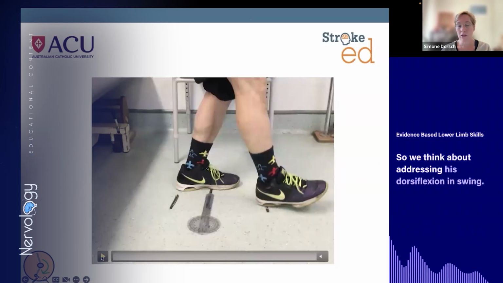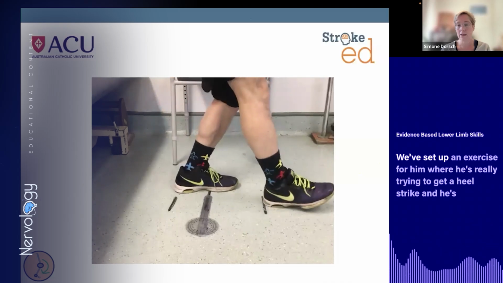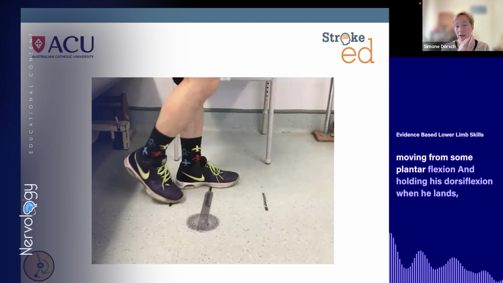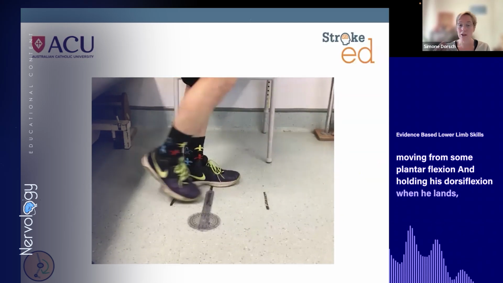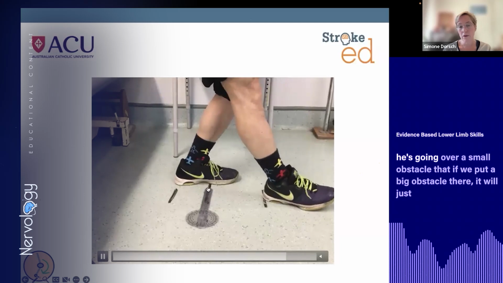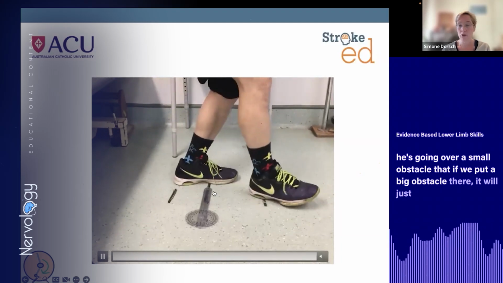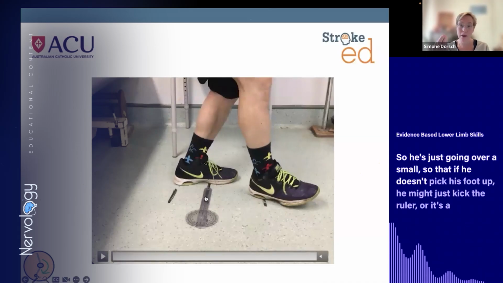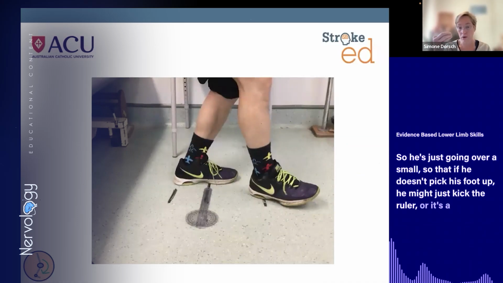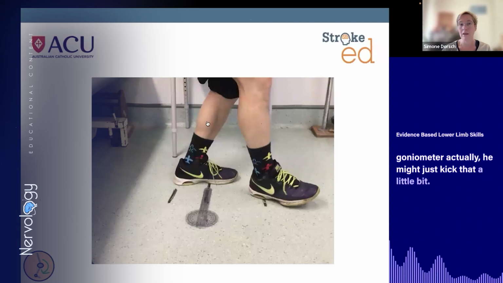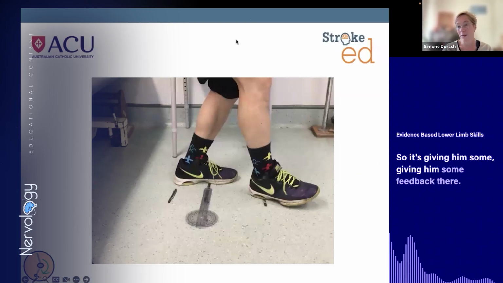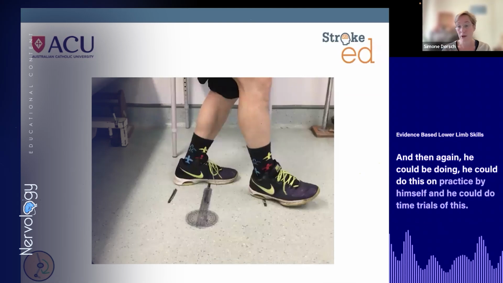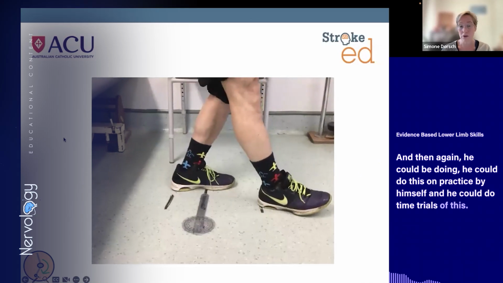So when we think about addressing his dorsiflexion in swing, we've set up an exercise for him where he's really trying to get a heel strike, and he's moving from some plantar flexion and holding his dorsiflexion when he lands. He's going over a small obstacle, but if we put a big obstacle there, it will just make him use a lot of hip flexion. So he's just going over a small one, so that if he doesn't pick his foot up, he might just kick the ruler, or it's a goniometer actually. He might just kick that a little bit. So it's giving him some feedback about that. And then again, he could do this in practice by himself, and he could do timed trials of this.